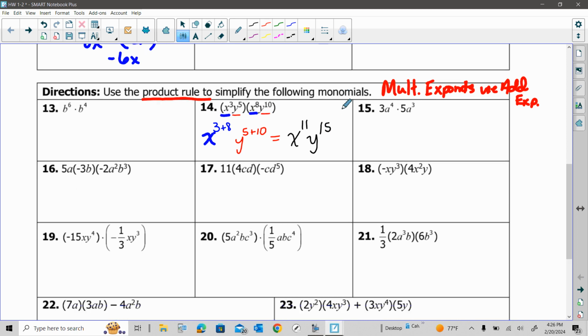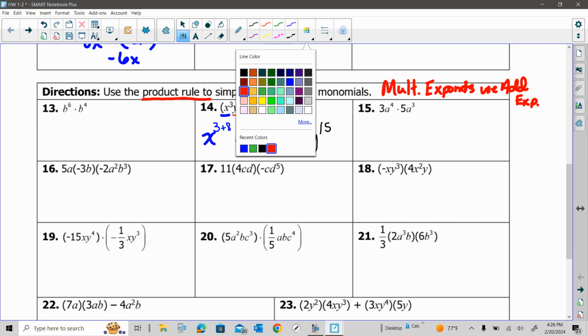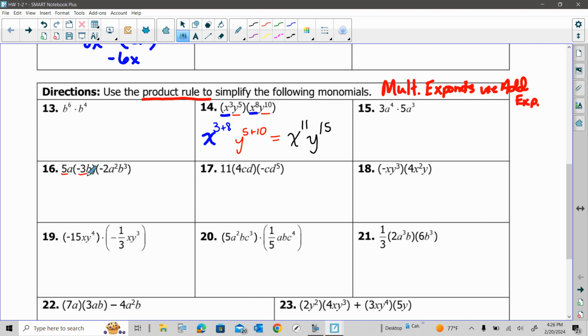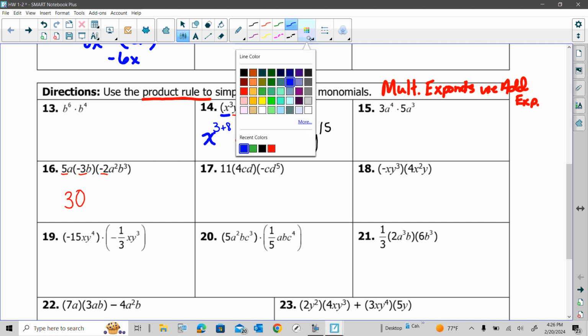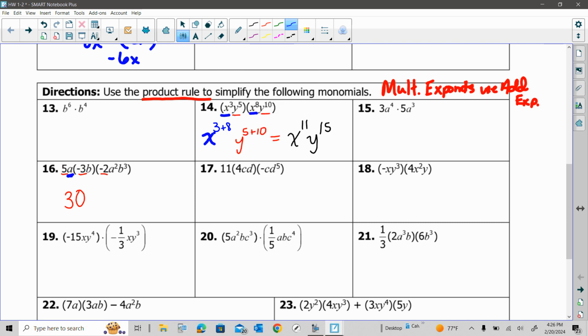Now, if there is a number with your term, you multiply those numbers. So like on 16 here, we have a 5, -3, and a -2. So we're multiplying those together, and this will give me -15 times -2, +30. Then I go to my like variables. I'm going to just go in order in the way it's written here. We have an a next.